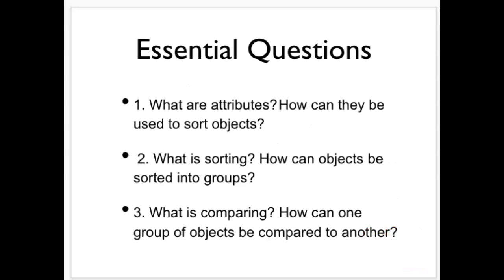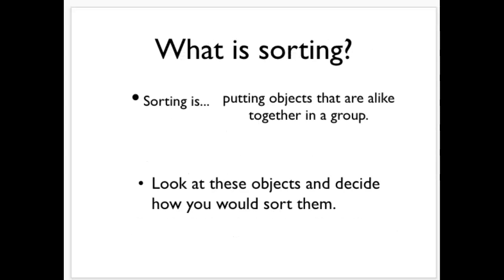Some of the questions that I would like you to consider as we go through are: what are attributes? How can they be used to sort objects? What is sorting, and how can objects be sorted into groups? What is comparing? How can one group of objects be compared to another? These are some of the things I would like you to think about as we go through the slides.